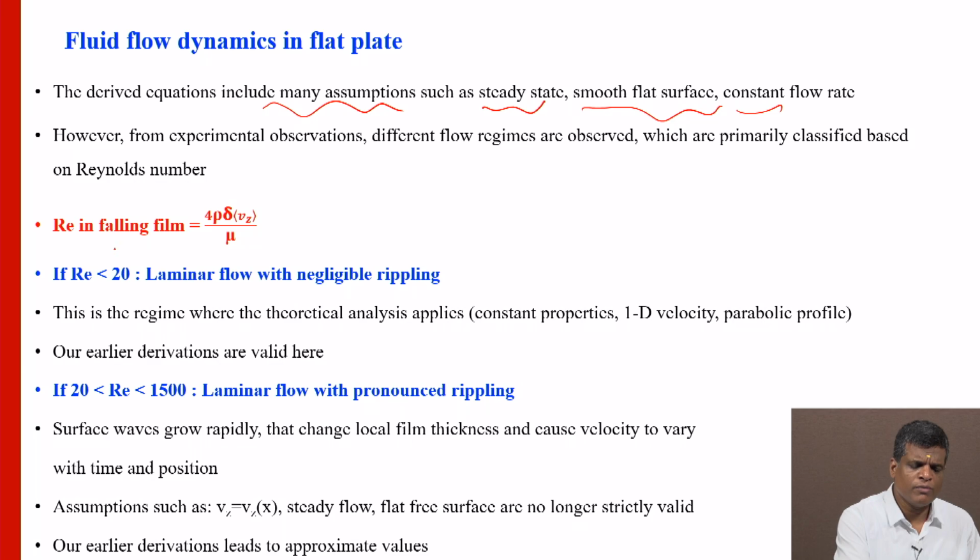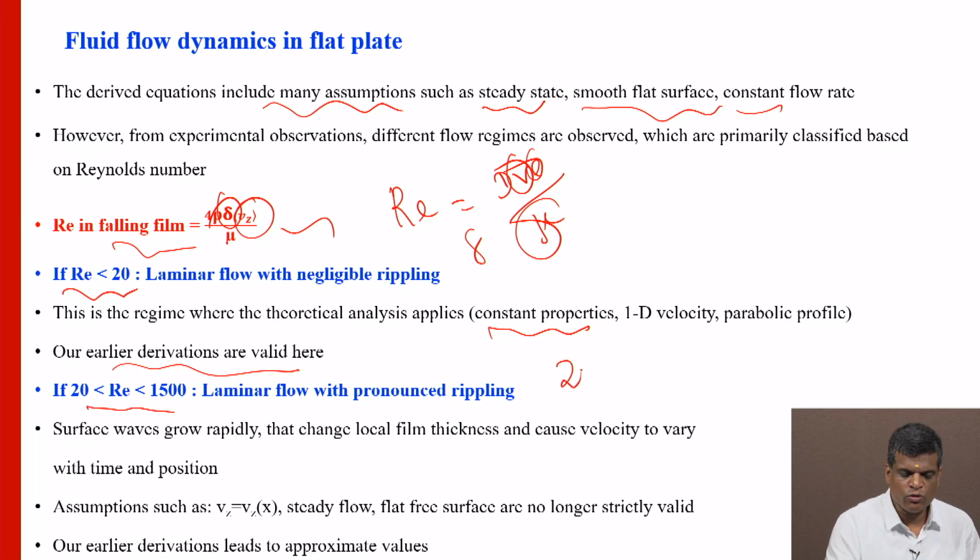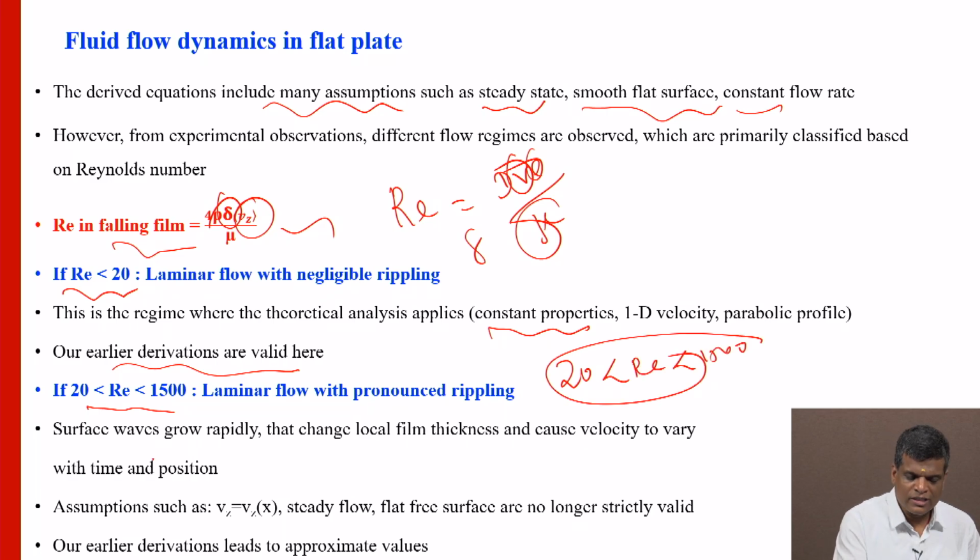Through experiments we have observed that we can write the Reynolds number equal to delta V rho by mu. So, there is velocity V, then density, then the thickness delta, then mu. So, we can write in terms of Reynolds number for the falling film. If Reynolds number is less than 20, and this case is less than 20 only, our derivation is valid here because we can use laminar flow. If the Reynolds number is up to 1500, there are waves that grow rapidly, it is like moving from laminar flow to turbulent flow in between.